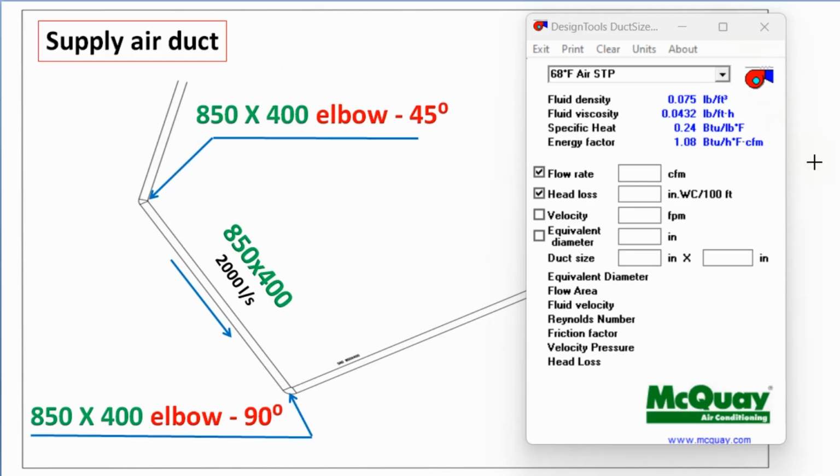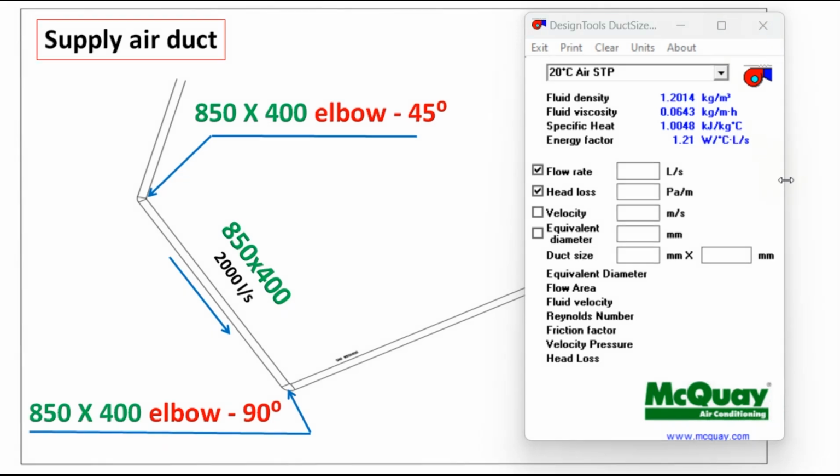To calculate the velocity inside the duct, you can use the McQuay calculator, or you can find it by using the friction loss chart from ASHRAE. First we will calculate the velocity by McQuay calculator. Our unit is in metric, so we'll select metric. Then airflow is 2000 liter per second. Duct size is 850 into 400.